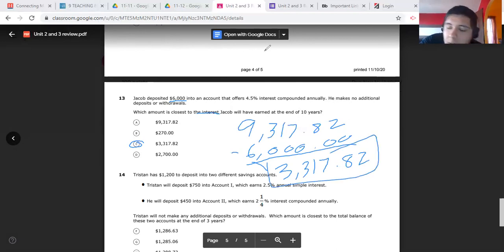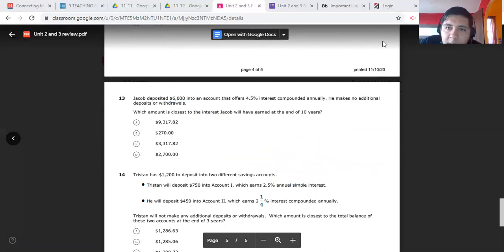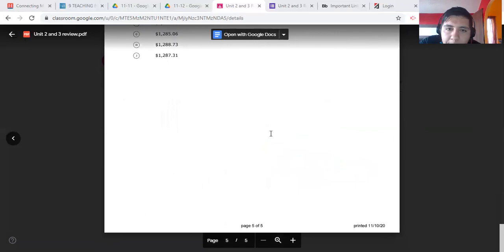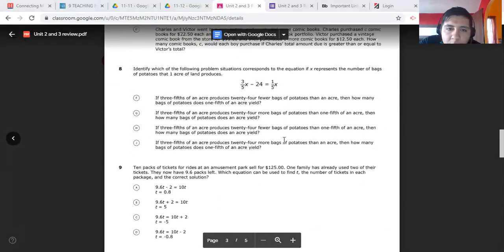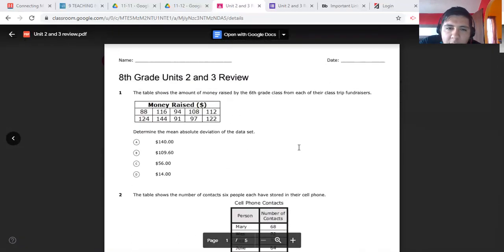Okay. So you really need to pay attention to what the question is asking for, because sometimes it'll ask you for the total amount, sometimes it asks you for the interest, sometimes it asks you for the difference between the two. There's a lot of ways these questions can be rephrased. Okay. So those are some of the ones that I saw missed.